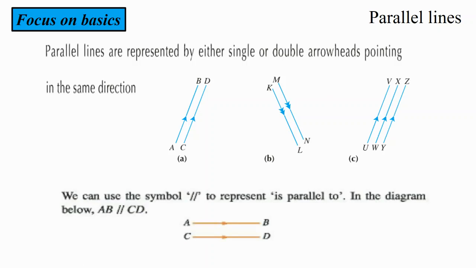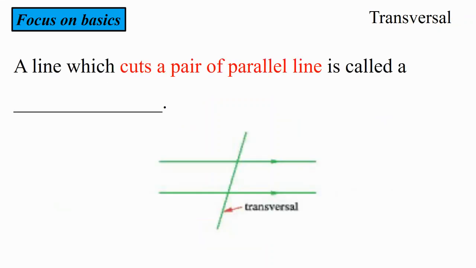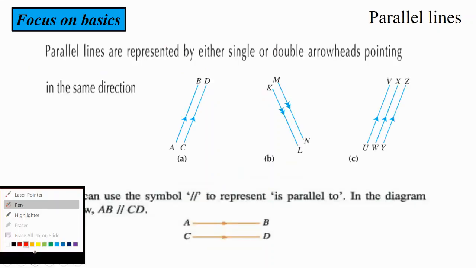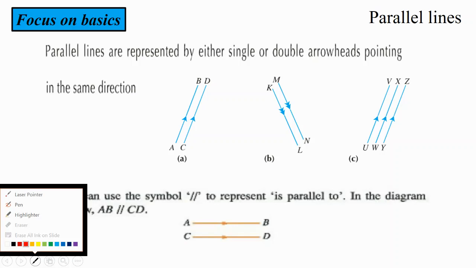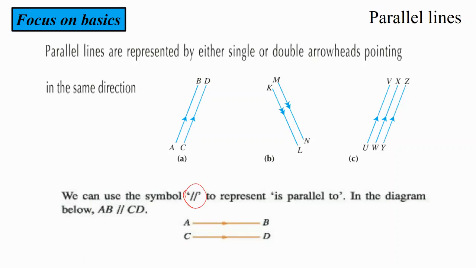So how do we write or represent that two lines are parallel to each other? We use this double slash to indicate they are parallel to. So, for example, in the diagram below, AB is parallel to CD.